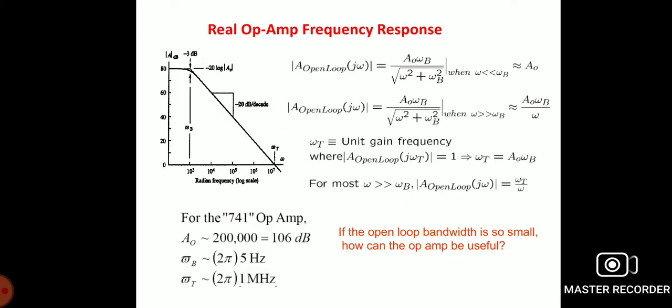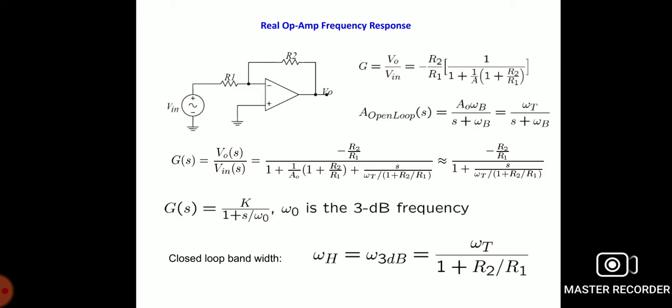Now we can see the real operational amplifier frequency response of the open loop gain. So omega T is the unity gain frequency. We can obtain the equation by setting the open loop gain equal to 1 at the unity gain frequency. For the 741 operational amplifier, A naught is equal to 200,000, and omega B is equal to 2 pi times 5 hertz.